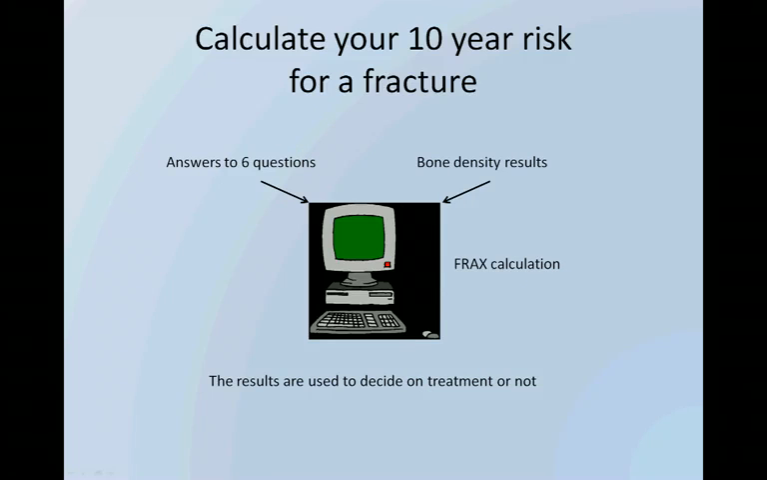There is now an excellent way to calculate your individual risk for getting a fracture using what is called FRAX. This is done simply by answering 6 questions and combining this with results of the BMD test. A computer program uses this information and then calculates the risk of getting a fracture of either all types or specifically in the hip in the course of the next 10 years. This prediction can be used to decide who needs treatment and who does not.